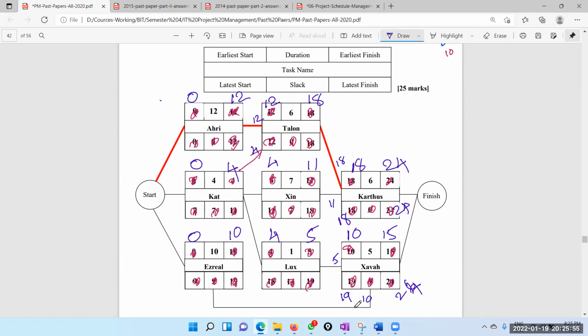19, okay. So 19 means this is 19. 19 minus 1, 18. Right. I think this is 18, 18 minus 6, 12. Right? 12. Now on this side, 18 means 18, one dependency. This is 18. 18 minus 7 is 11.